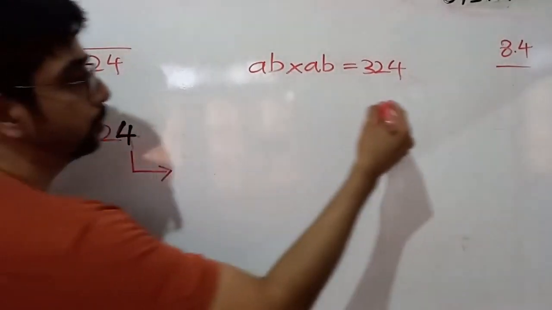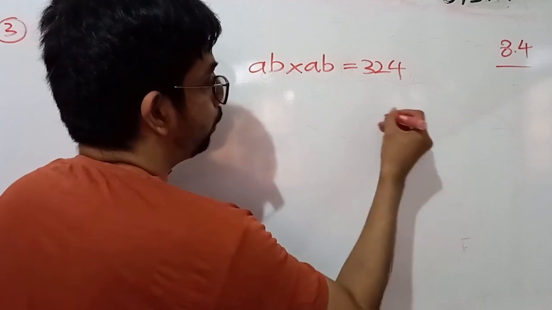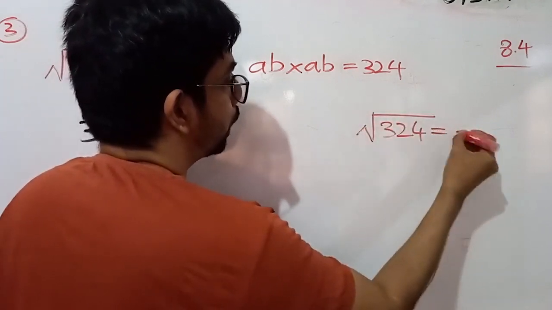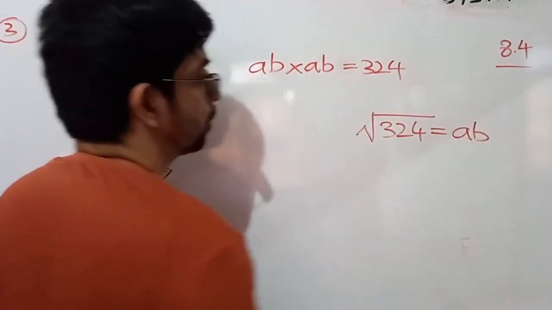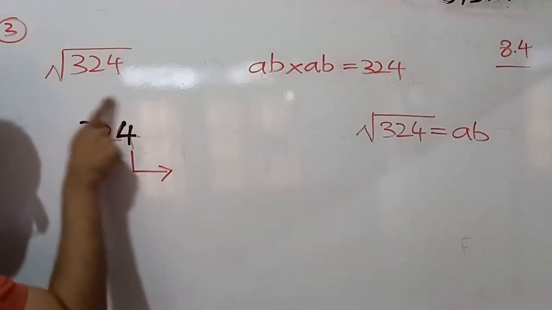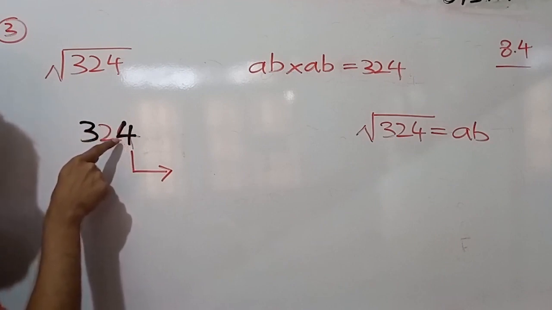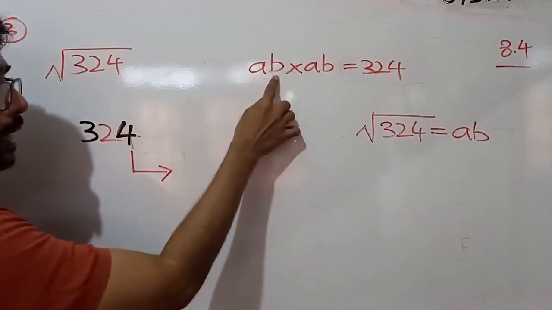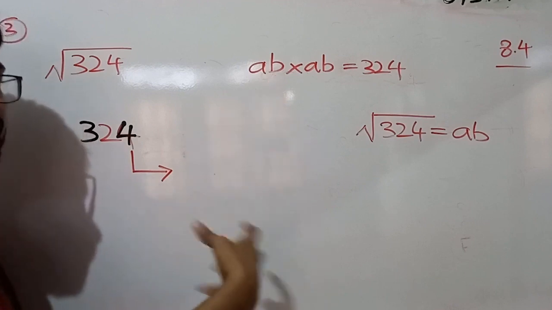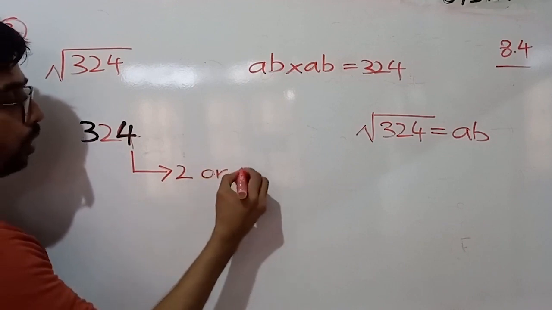Right. Here, if we only think about this, the square root of 324, that is what? AB. So, here on 324, the digit on the ones place is 4. So we can get some idea regarding what B can be. The digit can be either 2 or 8.